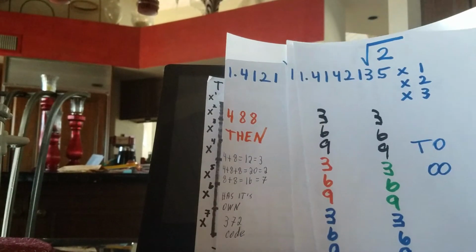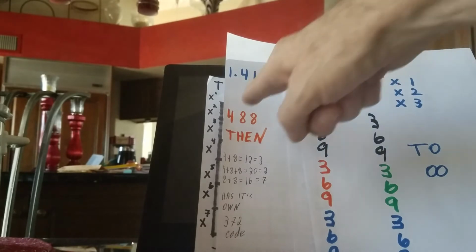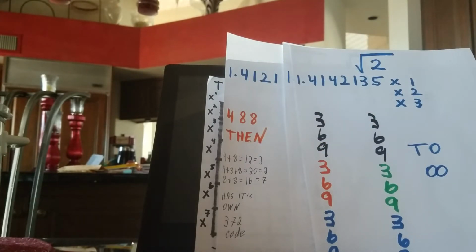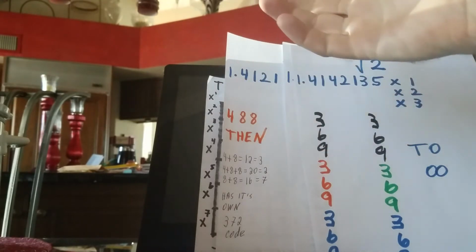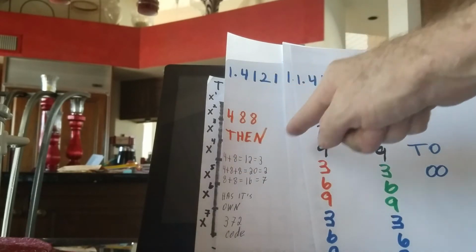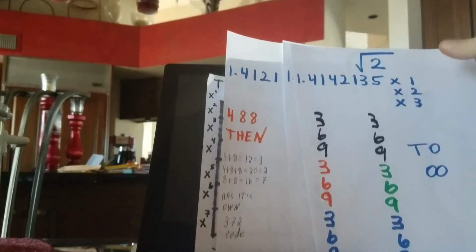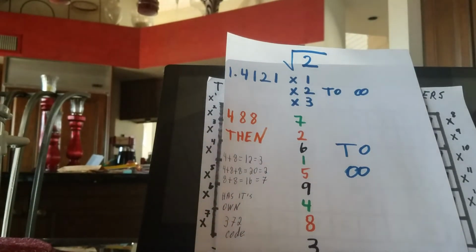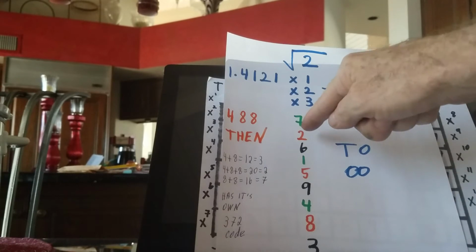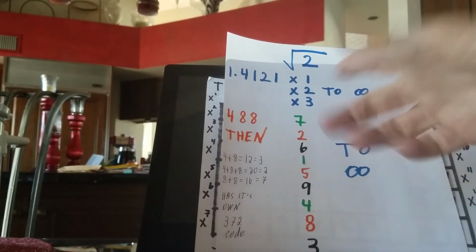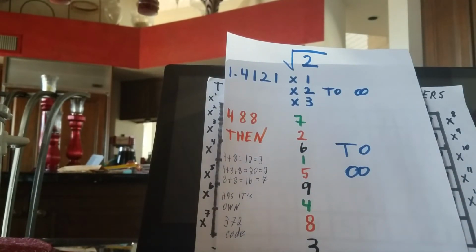Now one thing I did notice in the beginning where it starts with the 488, well, that seems to be its own code of the square root of 2 because 4 plus 8 is 12, which is a 3. 4 plus 8 plus 8 is 20, which is a 2. And 8 plus 8 is 16, which is a 7. And you see that in there too, because you have 372, 273, 723. And that's its own personality.